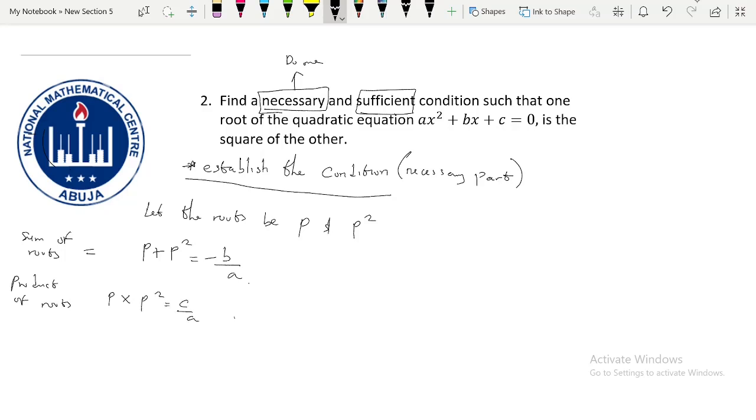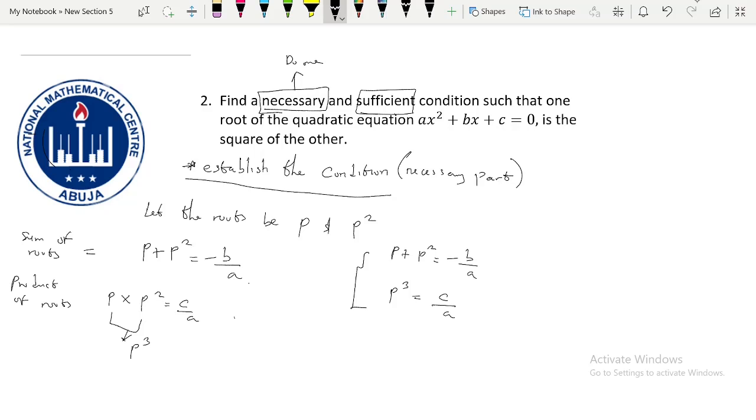So we have that p plus p squared is minus b over a. When you multiply the product out, this is p cubed, and we have that p cubed equals c over a. So we have these two conditions. Whatever we establish is going to be independent of p and p squared.